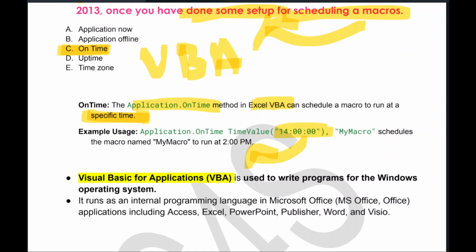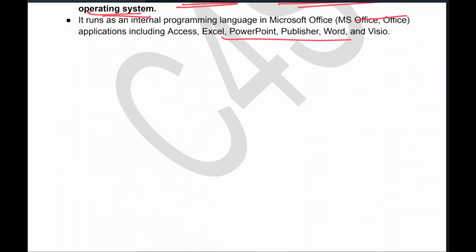And the VBA full form is, this is important, Visual Basic for Applications. VBA is used to write programs for the Windows operating system, like in MS Office, Excel, and PowerPoint. These are the VBA codes. You should know the full form of it: Visual Basic for Applications.